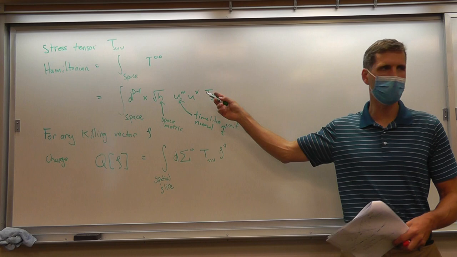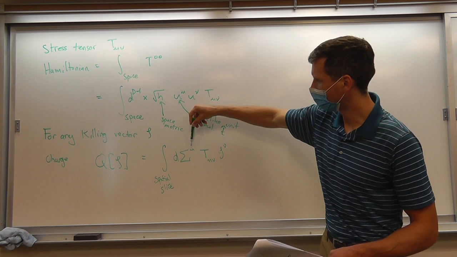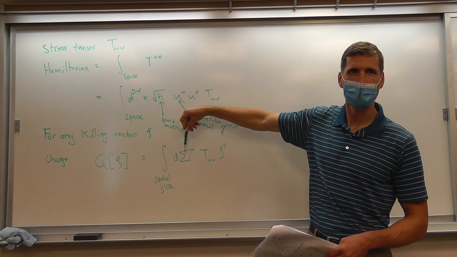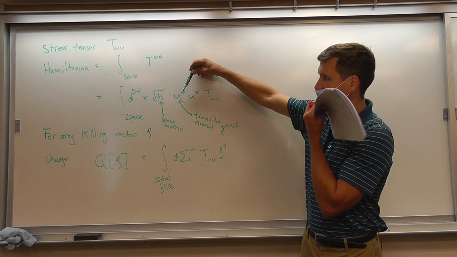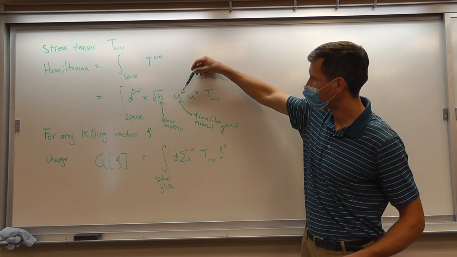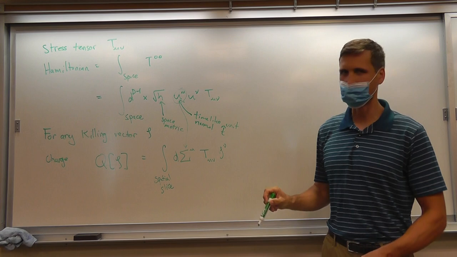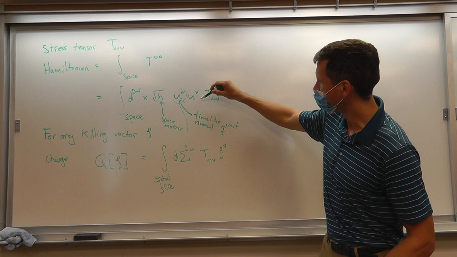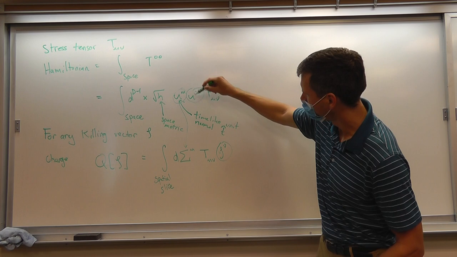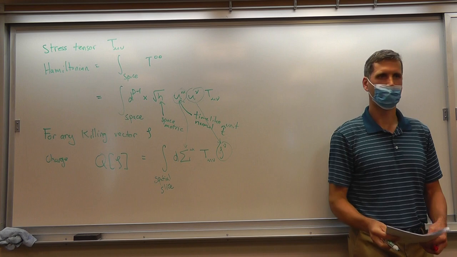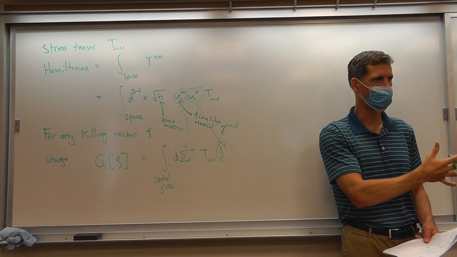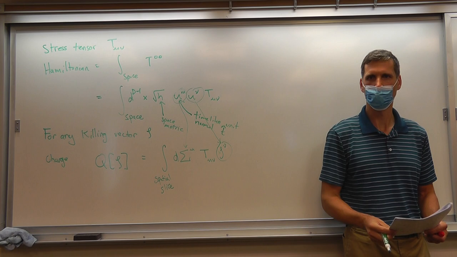So this notation here means we're dotting into the area element. This thing here is the area element. We're dotting into that. So that gives you one of these unit normals here. So there, one of these unit normals comes from dotting into the area element. And this other one is the Killing vector associated to energy. So they're playing two different roles. One is the dot into the area element, and the other is the Killing vector whose charge we're talking about, the energy.